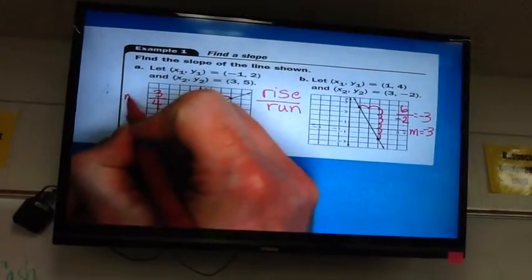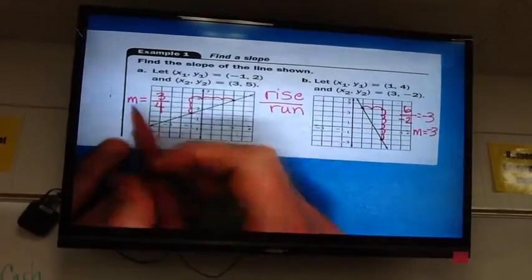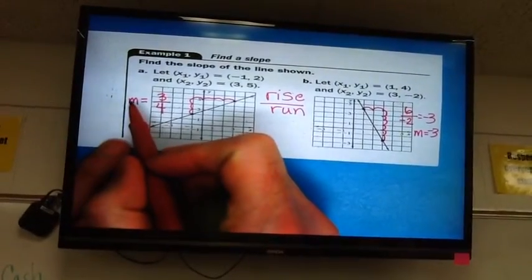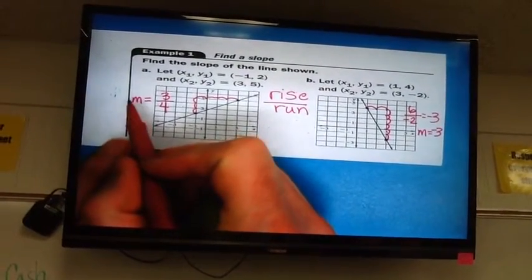The slope of example A, I forgot to put the m equals, is 3/4. M is the standard variable that we use to identify the slope of a line.